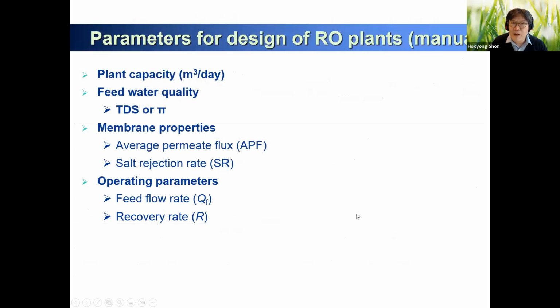So that's the basic concept of the seawater desalination plant design. So now we can go for a little bit more detailed parameters for design of the RO plant. And then we consider a manual method, and also a software program method. So we will try, because you need to understand the concept first. So this is the plant capacity.